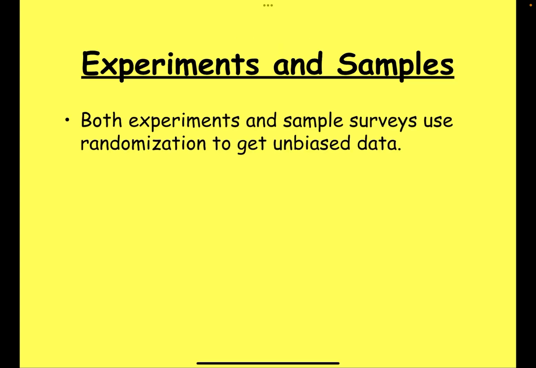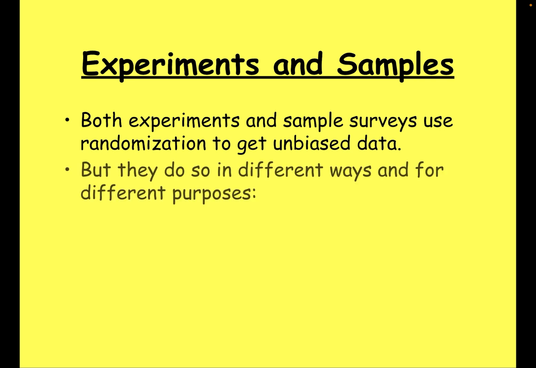In addition, don't forget about experiments and samples. These are actually two different things, but they do have some stuff in common. Experiments and sample surveys use randomization to get unbiased data, right? So whether it's assignment in the experiments or selection in samples, there is some aspect of randomization for us to be able to use those different types of probabilities.